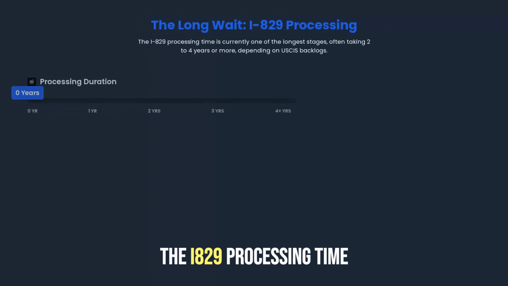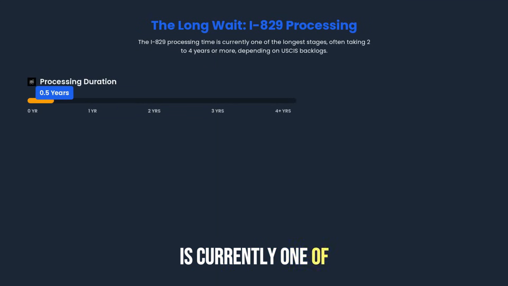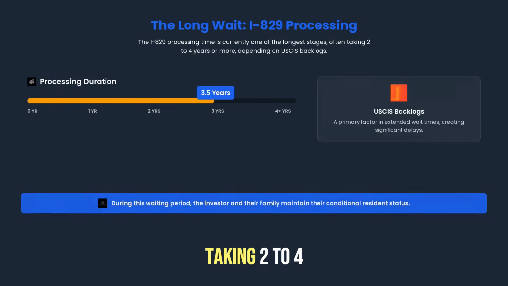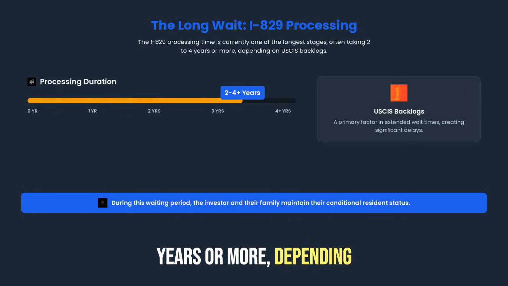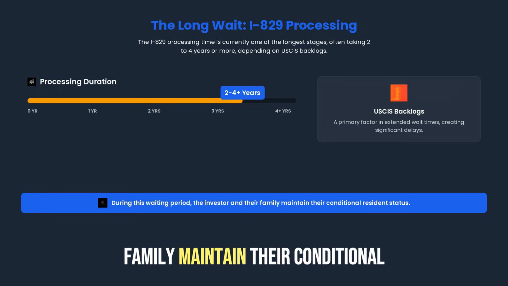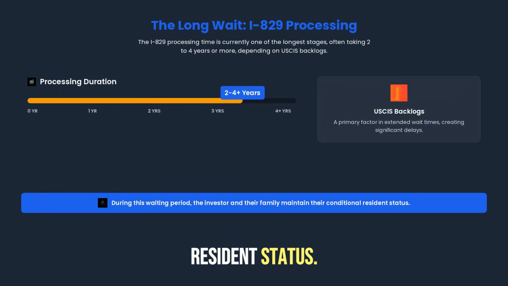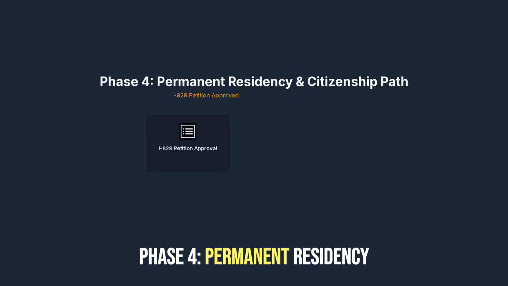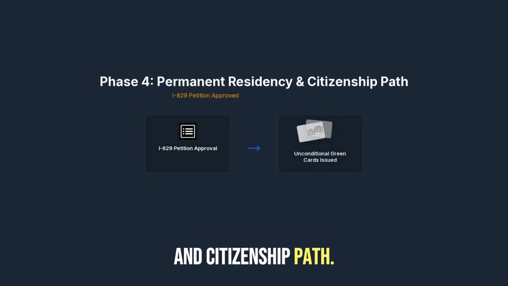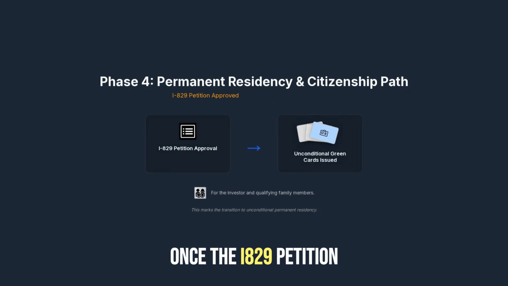The I-829 processing time is currently one of the longest stages, often taking 2 to 4 years or more, depending on USCIS backlogs. During this waiting period, the investor and their family maintain their conditional resident status. Phase 4. Permanent residency and citizenship path. Once the I-829 petition is approved, the investor and their qualifying family members receive unconditional green cards.